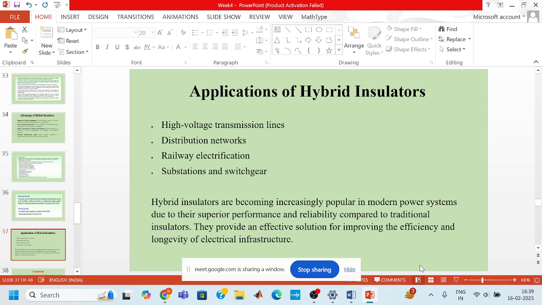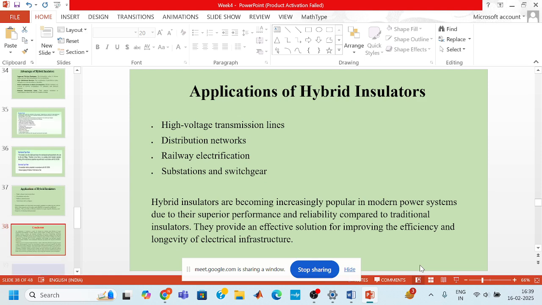So, hybrid insulators are becoming increasingly popular in modern power systems due to their superior performance and reliability as compared to traditional insulators. And they provide an effective solution for improving the efficiency and longevity of electrical infrastructures.